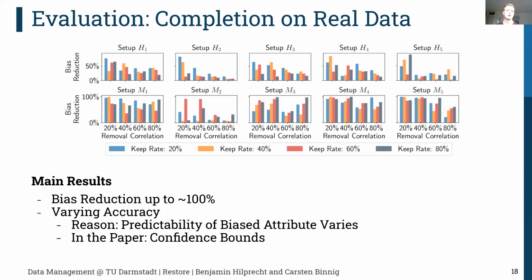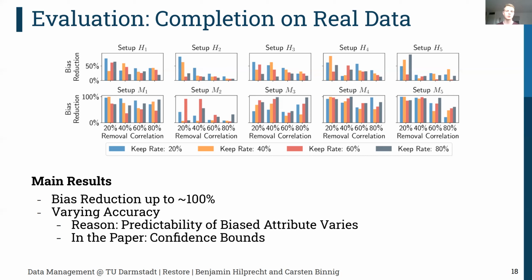We also vary the removal correlation, and a higher removal correlation means that we end up removing only the outliers, and we get a really large bias. And as I mentioned, we also vary the 5 setups. And on the y-axis, you always see the bias reduction. And what we can see is, for instance, for the setup M1, that we can achieve a really high bias reduction up to 100%, which is as good as if we had the complete data set at hand.